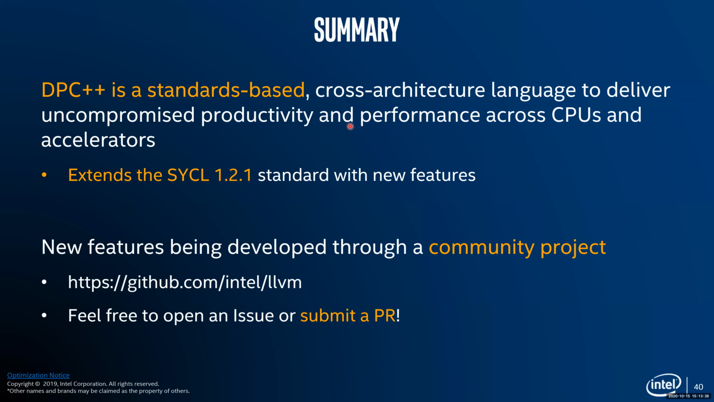In summary, data parallel C++ is a standard-based and cross-architectural language to provide both productivity and performance across CPUs and accelerators, right? It extends the SYCL 1.2.1 standard with some new features. The new features that we discussed, USM (Unified Shared Memory) and Subgroups, are part of a community project. It's available on this GitHub page, github.com/intel/llvm. Feel free to open an issue or submit a pull request. There's an active community around that.